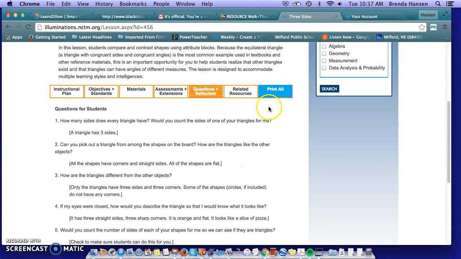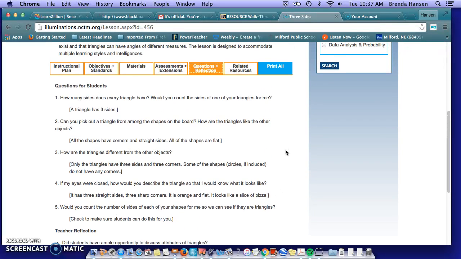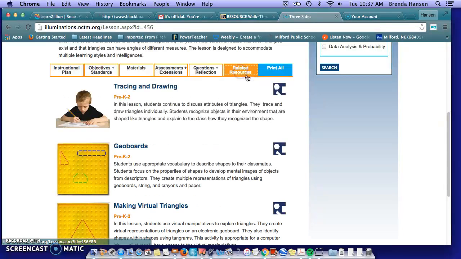I really like that they have questions you can ask your students. And then a chance for you to do your teacher reflection. Questions you ask yourself: Was I able to convey what this lesson is about? Do I feel my students were understanding everything we needed? And then related resources, so going into different lessons that will relate to this specific geometry lesson.